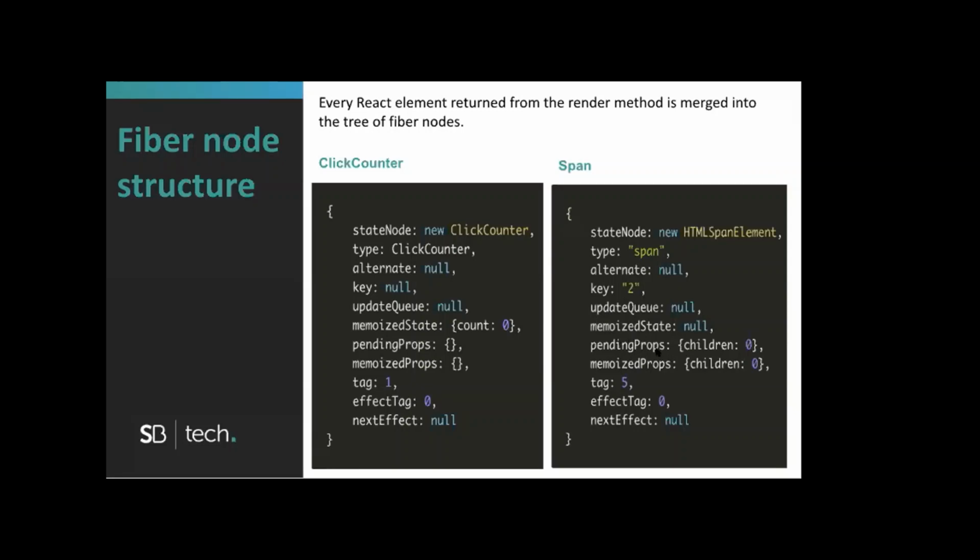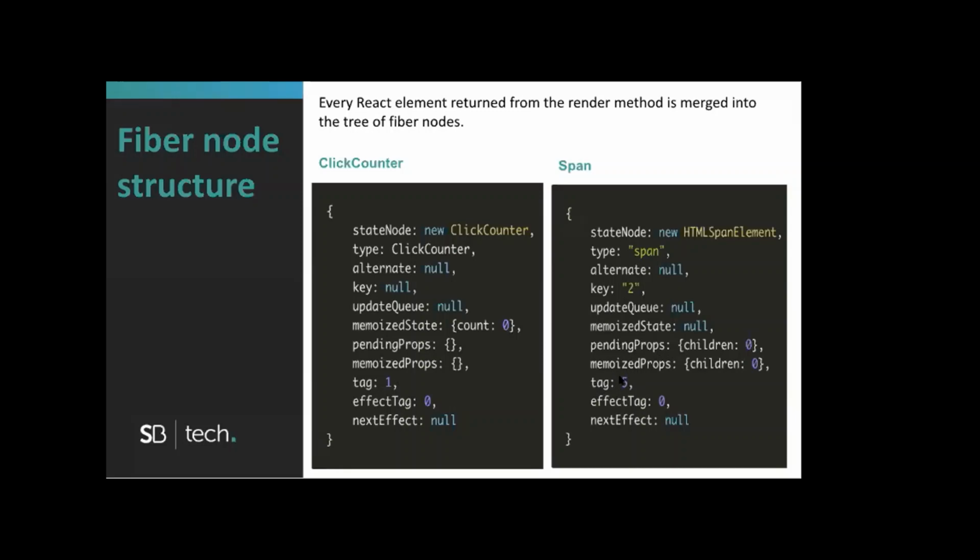This will be the key part for Fiber to understand what is going to happen next. The tag is one of the key parameters. It defines the type of fiber. In our application, the tag property for the click counter component is 1, which denotes the class component, and 5 denotes the HTML component, which is the span that we have. So each and every element that we are returning from the render has its own unique tag.